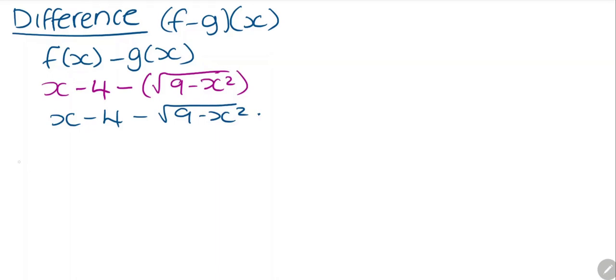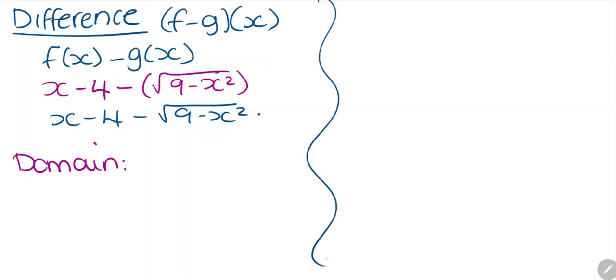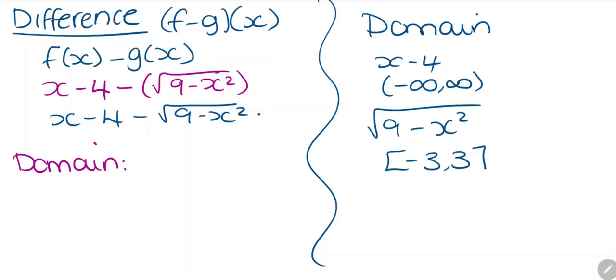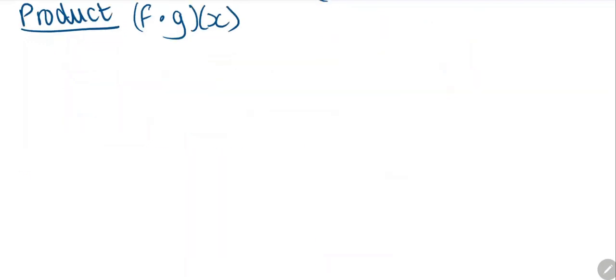So to find the domain, we know that the domain for x minus 4 was all real numbers. And then the domain for the root of 9 minus x squared was going to be negative 3 to 3. So the domain is going to be the same, negative 3 to 3.